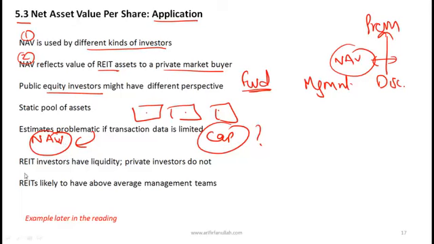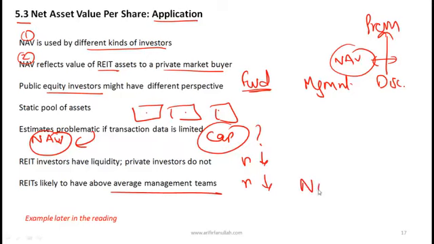And finally, 2 concluding points in this segment. REIT investors have liquidity which private investors do not. And because of this, all else equal, the required rate of return or the riskiness of a REIT is lower compared to private investors in real estate. Again, this is all else equal. Another point is that REITs are likely to have above average management teams because these are public securities and generally public companies tend to attract better management, and that again is likely to reduce the riskiness of a REIT.